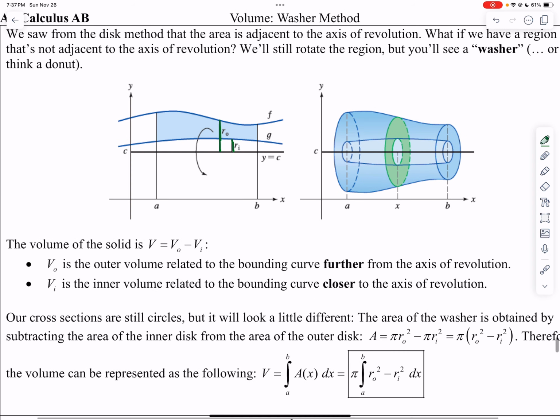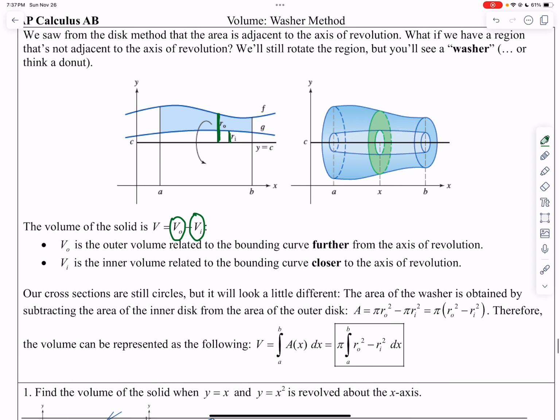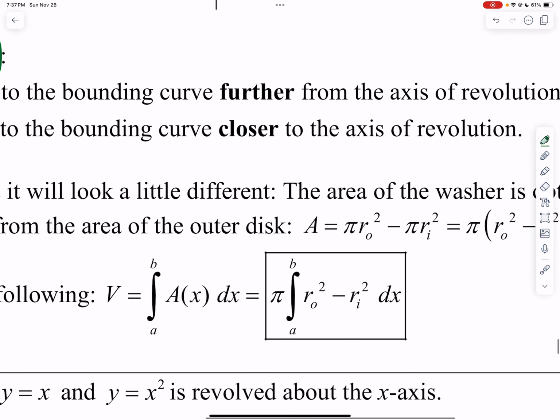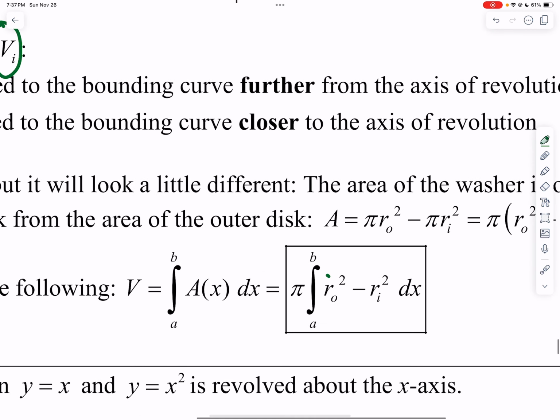So the volume of the solid is going to be basically the volume of the outer function, my furthest function, minus the volume of my inner function, which is going to be my function that is closest to my axis of revolution. Since we're still making circles, we're still going to do pi r squared, but it's going to be a little bit different because we have the radius of the outer function, so top minus bottom of the outer function, where it's furthest, and then top minus bottom of my inner function, aka which one is closest.